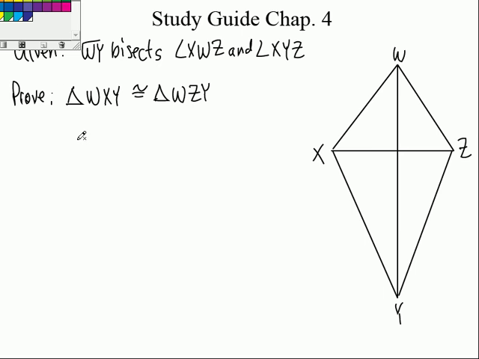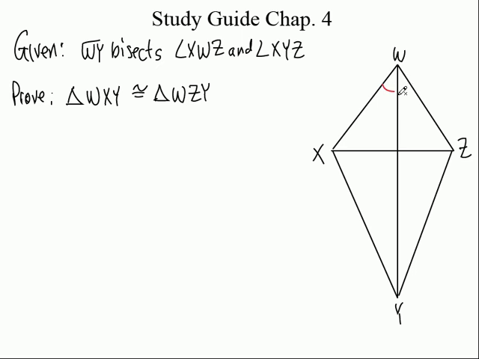And let's go to red so it stands out a little bit. It says WY. Where's WY? That's this vertical one right here, this up and down one. It bisects angle XWZ. XWZ. Oh, this big angle up here. So that thing down in the middle bisects this whole thing right here, which means what?